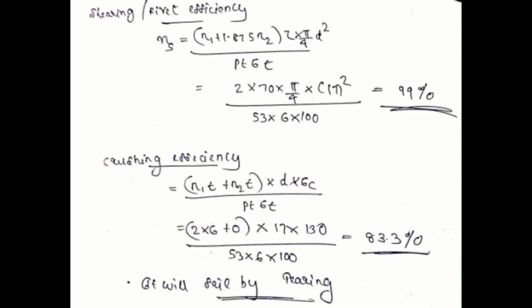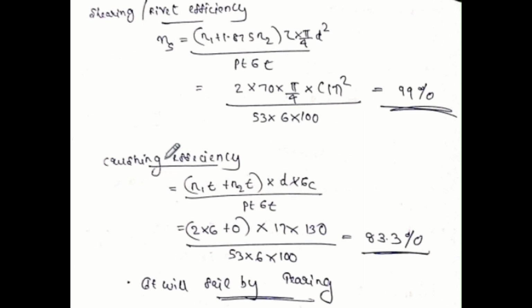Next is shearing or rivet efficiency. This is the efficiency when it fails by shearing. It is also given by this equation. We have all the parameters. n2 is 0, the number of rivets failing by double shear is 0, so we only have the value of n1. Substituting, the shear efficiency will be approximately 98 to 99 percent. It could vary based on the values you are taking.